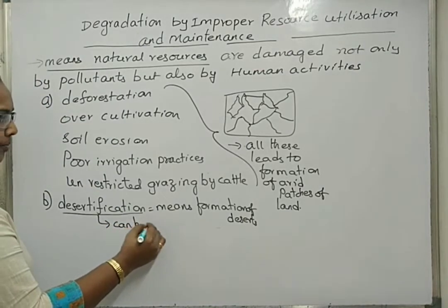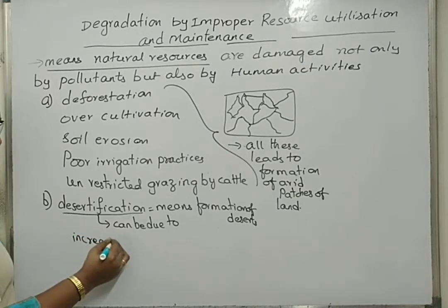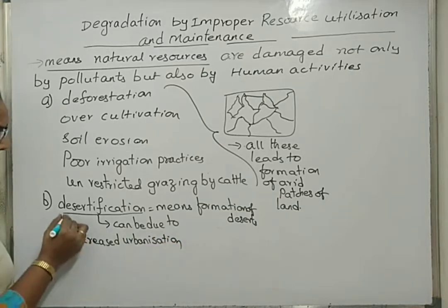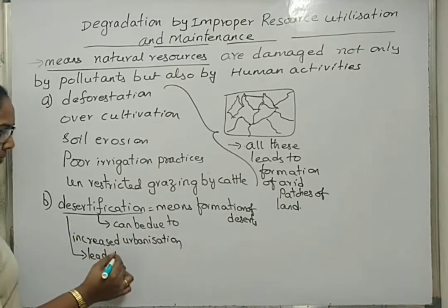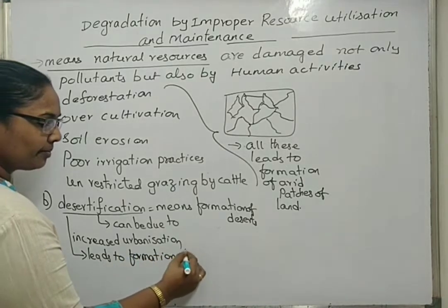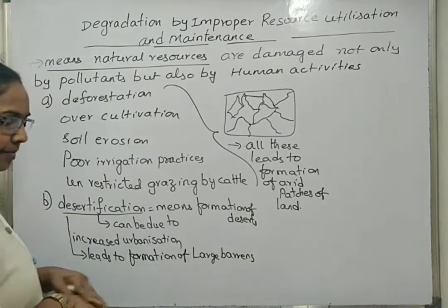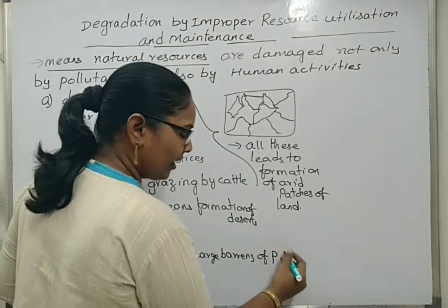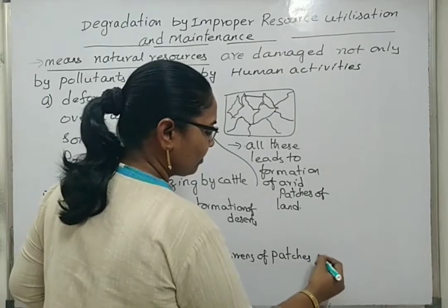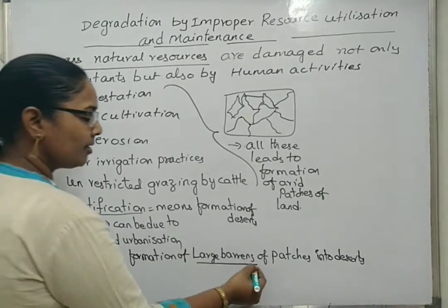It can be due to increased urbanization. And this desertification leads to the formation of large barren patches of land into deserts. Now, what is meant by large barren patches?